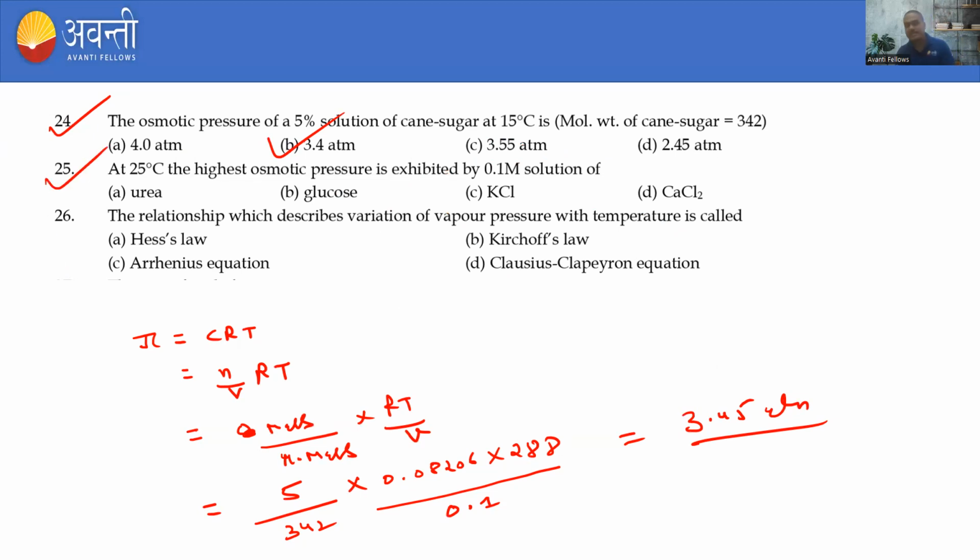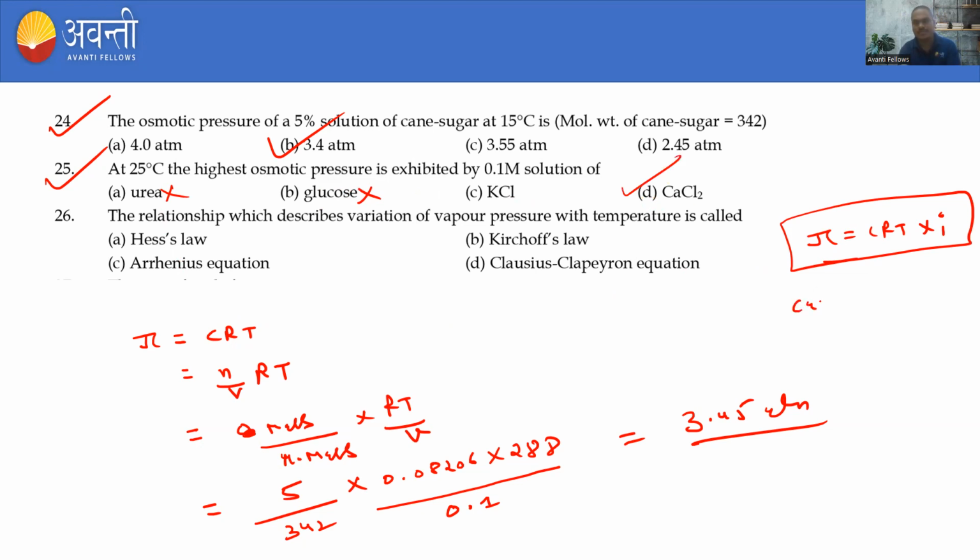At 25 degrees Celsius, the highest osmotic pressure is exhibited by 0.1 molar solution of what? So highest osmotic pressure, right? We all know that osmotic pressure also depends upon the Van't Hoff factor, that is pi is equal to CRT into i. So if the i value, that is the Van't Hoff factor, is more, then obviously the osmotic pressure is also more. So this is a covalent compound, so it doesn't dissociate or associate. Out of KCl and CaCl2, CaCl2 will dissociate to give ions, one Ca and two chlorine. So the number of ions is 3 here. So obviously this will give the maximum osmotic pressure, right?